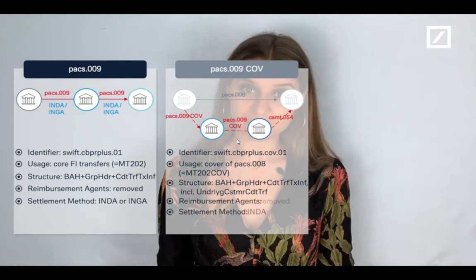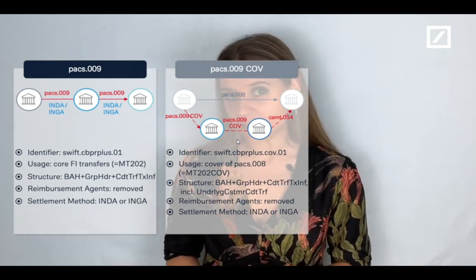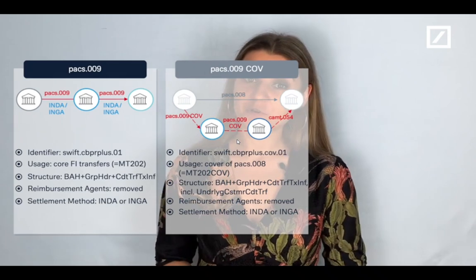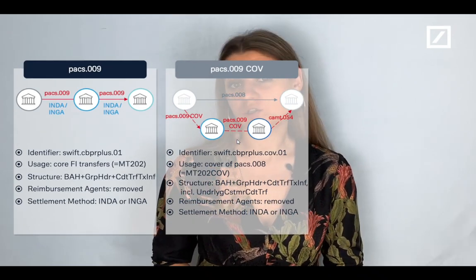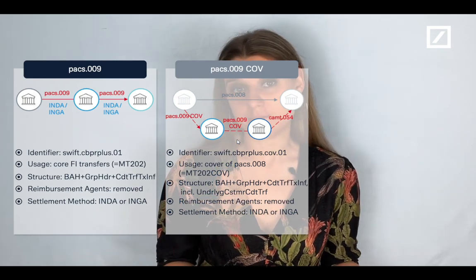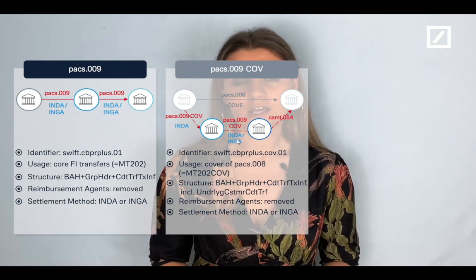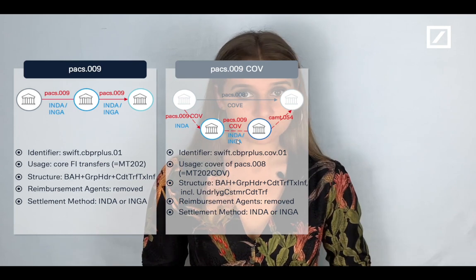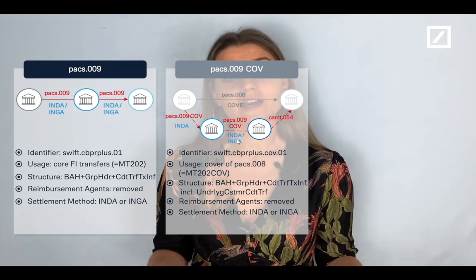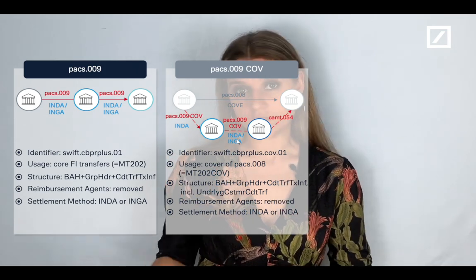Now the settlement method. The cover messages can only include settlement methods INDA or INGA. As we said before, the code CLRG is only used for clearings, and the code COF for the underlying pacs.008 message. When you look at this flow, you see that the settlement method COF is used in the underlying pacs.008 payment instruction, while the actual cover payment, pacs.009, can only take values INDA or INGA.